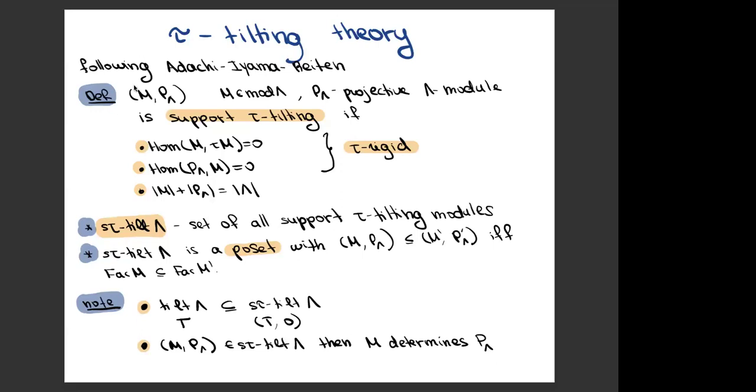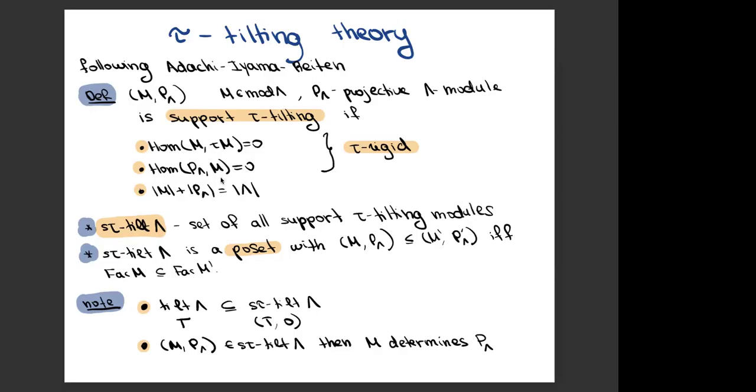So here I start with a pair of objects, M and P lambda. M is a lambda module, and P lambda is always going to be a projective lambda module. So the first entry is allowed to be any module, the second entry has to be a projective. This pair is said to be a support tau tilting pair if the following three conditions hold. The first condition is that there should be no Hom from M into tau M. Tau is the Auslander-Reiten translation. The second condition is that Hom from P lambda into M is 0.